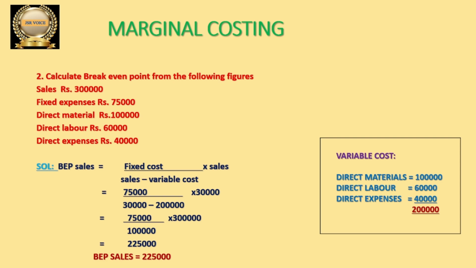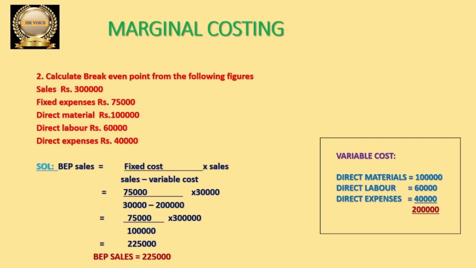I have given on the right side, in one box, variable cost. If you add direct materials 1 lakh, direct labor 60,000, direct expenses 40,000, we are getting 2 lakhs. You can see in the right side one box. So total 2 lakhs, that is variable cost. You should not worry that variable cost is not given in the question. It is there, but they did not give it directly. They have given it indirectly. So we should add all those direct expenses so that we get variable cost.